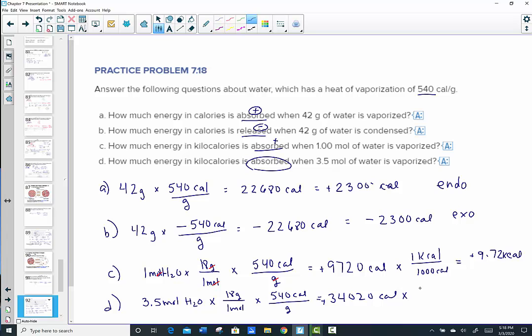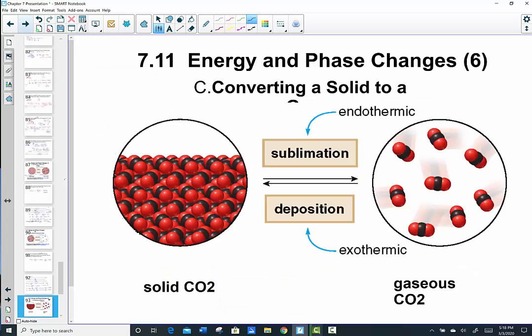I do want to get that to kcals. So just divide that, move your decimal 3 spots over, 34.02, 34.0 kcals. Easy enough. Very simple conversions in this section. Almost as fun as Dalton's Law. Those were very easy addition problems.